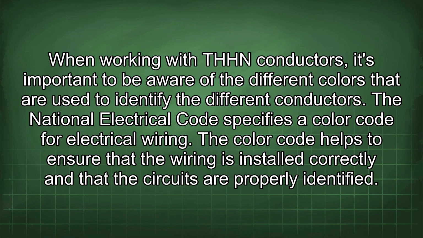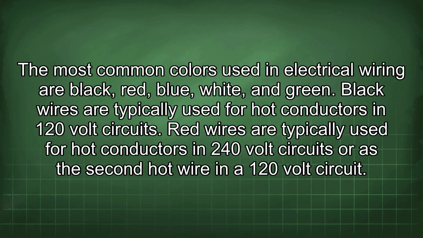When working with THHN conductors, it's important to be aware of the different colors that are used to identify the different conductors. The National Electrical Code specifies a color code for electrical wiring. The color code helps to ensure that the wiring is installed correctly and that the circuits are properly identified. The most common colors used in electrical wiring are black, red, blue, white, and green.